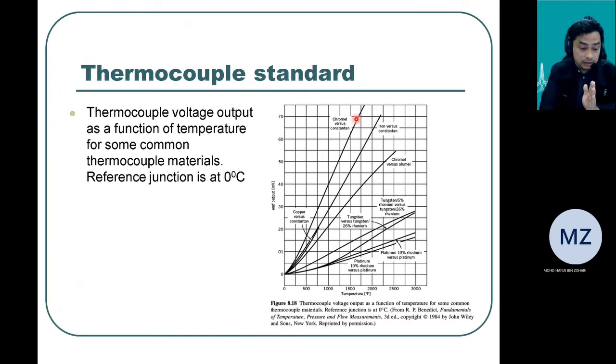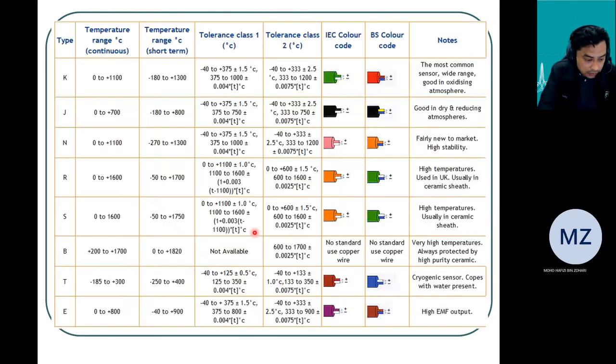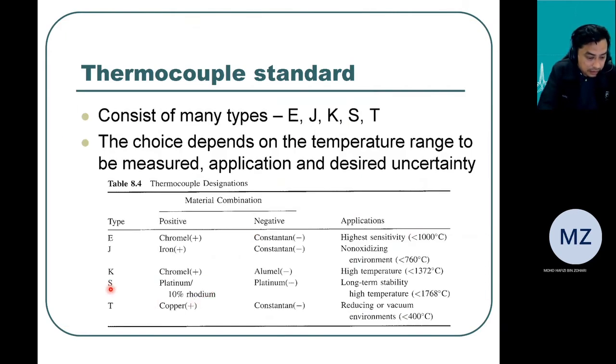Chromium versus constantan has very, very high sensitivity, but the temperature range is short, up to maybe 1700. But if you use different materials, look at here, platinum with 10% rhodium versus platinum. I think, if you look at the previous slide, this is type S. Type S has a very big temperature difference, I think the largest temperature difference here.